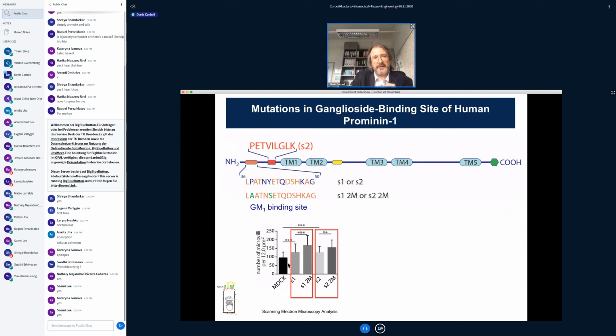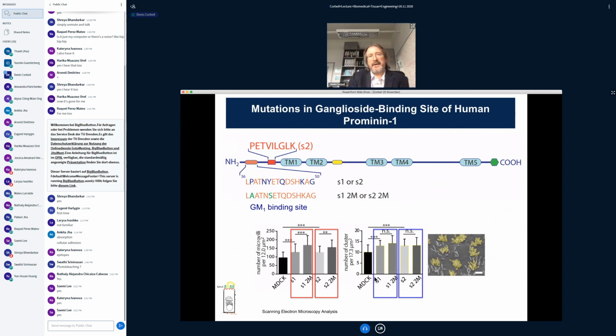You can see here the increase. Not only does the number of microvilli increase, but also the clusters of microvilli. And this is true for the wild-type protein and also the mutant, by comparison to the non-transfected cell. We increase the number of microvilli and the clusters of microvilli, which is quite interesting.